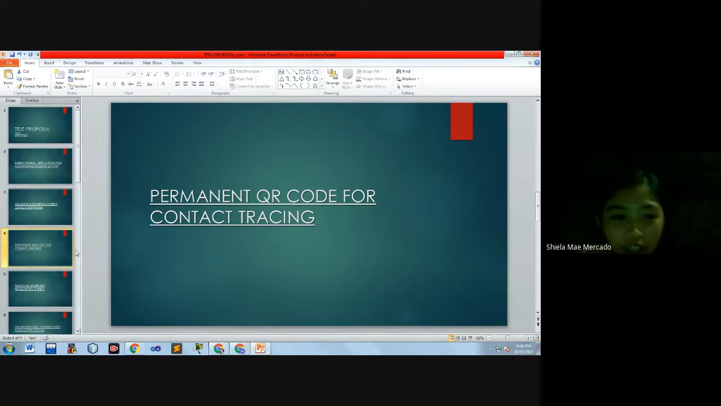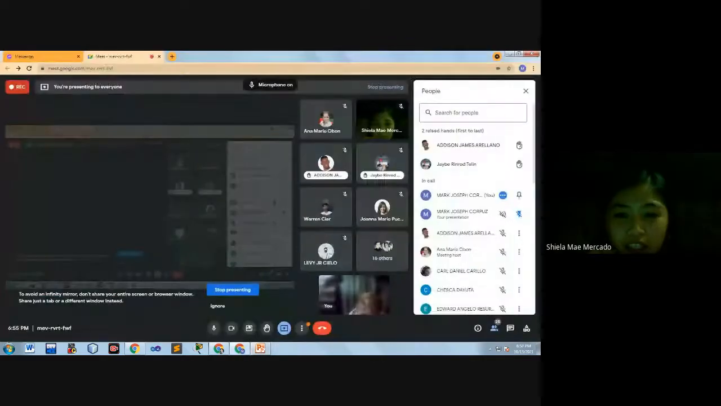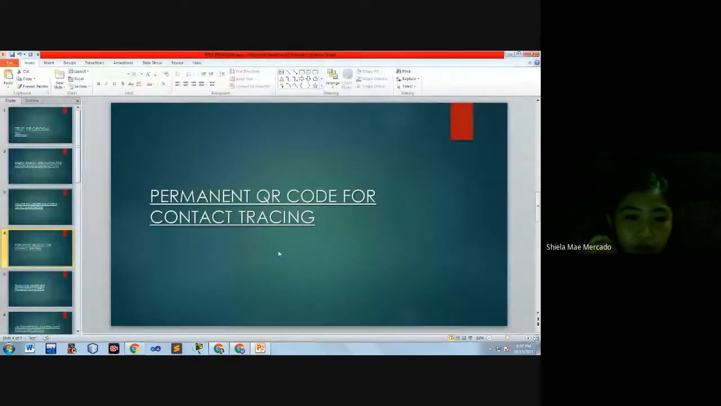My next title is the permanent QR code for contact tracing. So, in this time of pandemic, we use QR code for contact tracing.